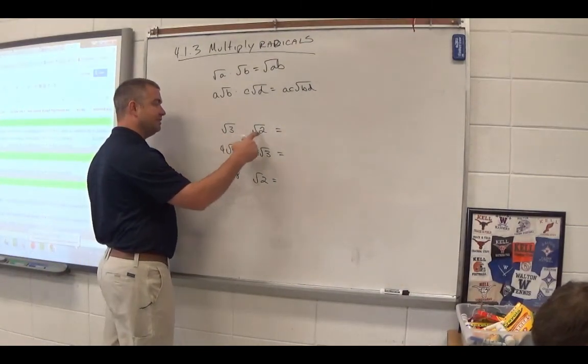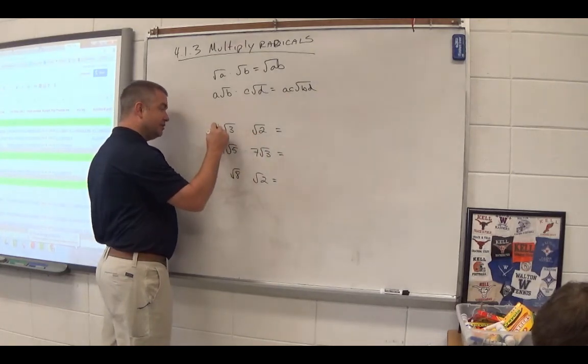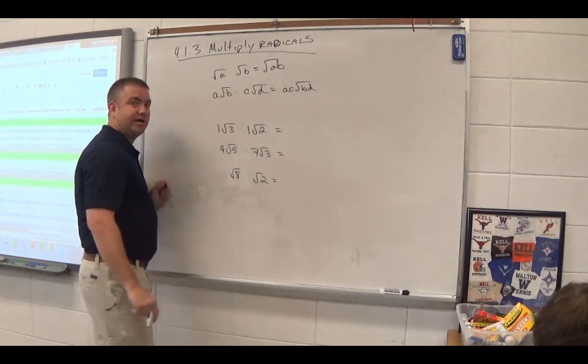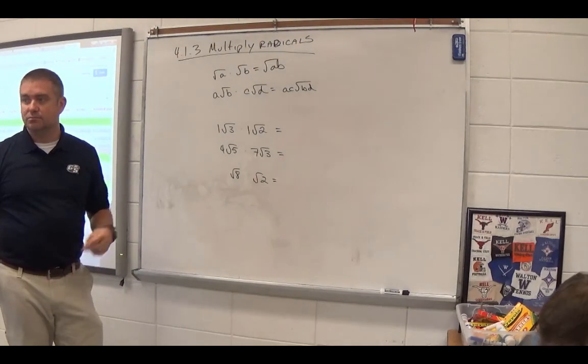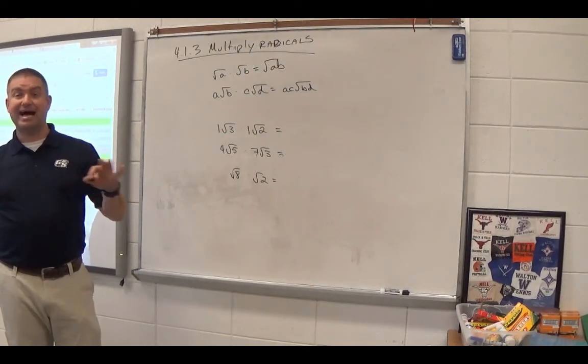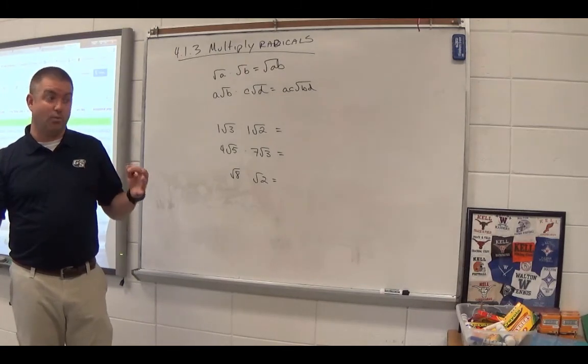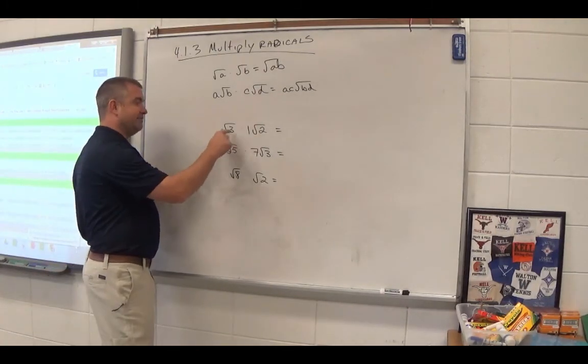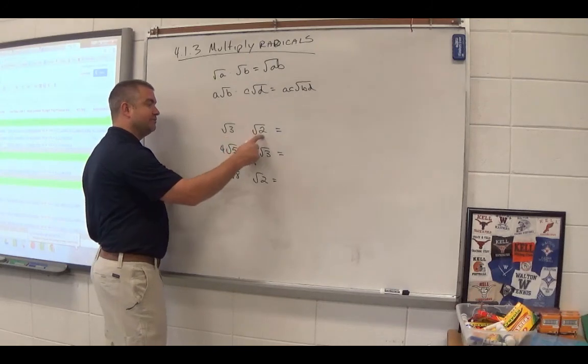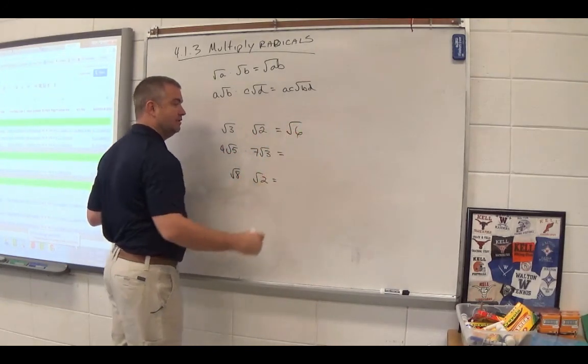The square root of 3 times the square root of 2. There is an understood 1 in front right there, but what's 1 times 1? 1. So you don't have to deal with it. It's not nothing. Don't say that there's a 0 out there. There is a 1. You just don't have to worry with it. Root 3 times root 2 is simply root 6.